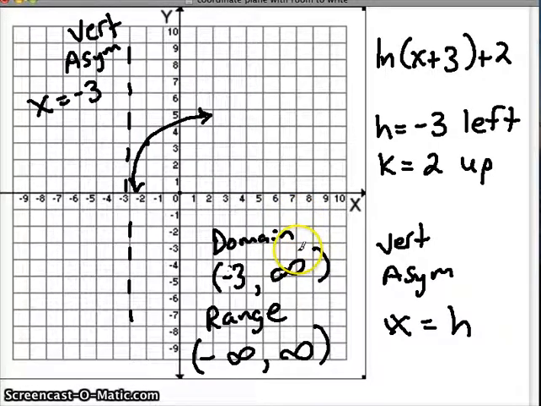So good luck graphing logarithmic functions using either shifts and vertical asymptote equations or your graphing calculator.